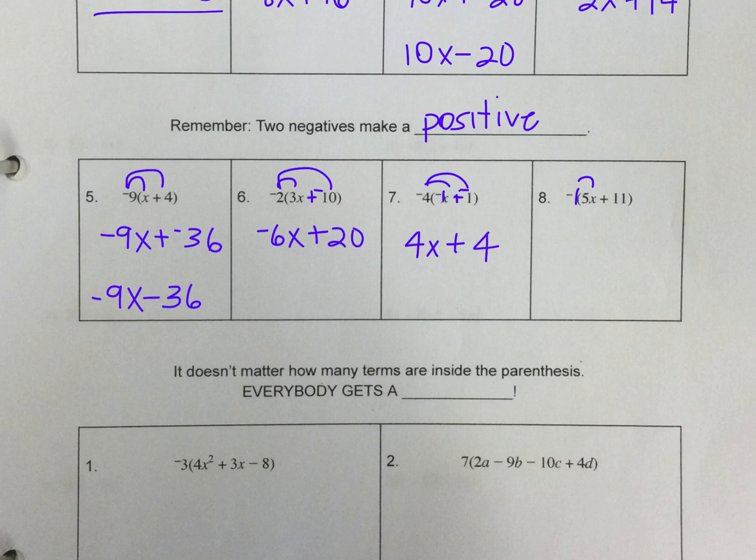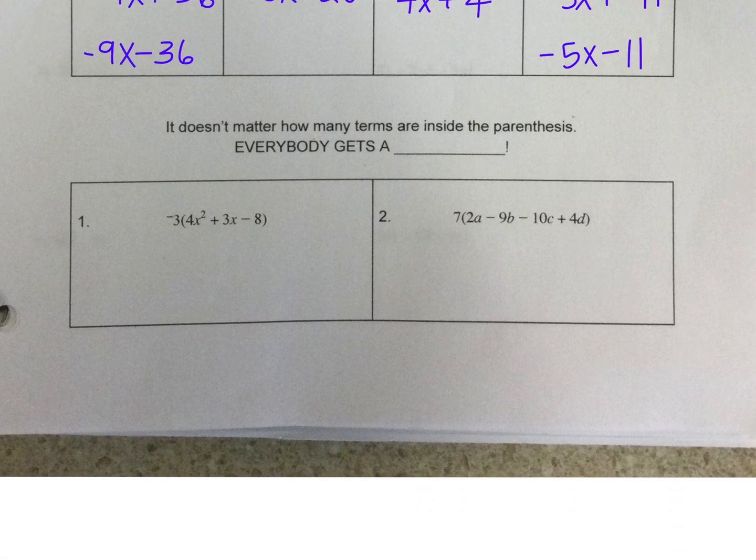Negative 1 times 5x is negative 5x. Negative 1 times 11, I'm going to put my plus down, is negative 11. I can write it like this, or if you want to live in happy, perfect math land, you just write minus. All right.